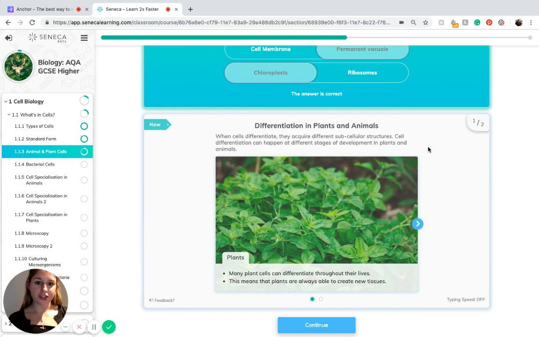So for differentiation in plants and animals, when cells differentiate, they acquire different subcellular structures. Cell differentiation can happen at different stages of development in plants and animals. So in plants, many plant cells can differentiate throughout their lives. This means that plants are always able to create new tissues. So this is why, for example, when you remove a leaf from a plant, it will grow a new one.